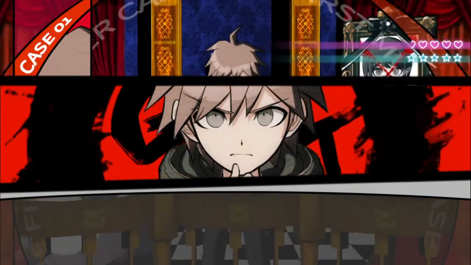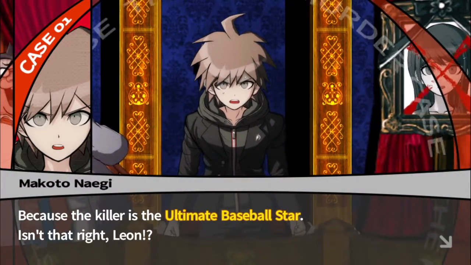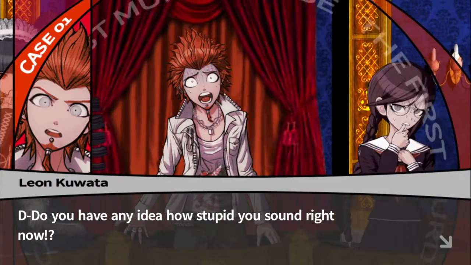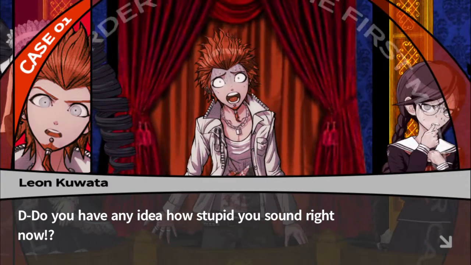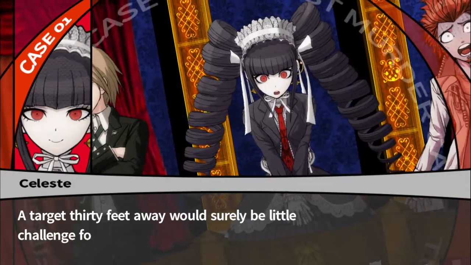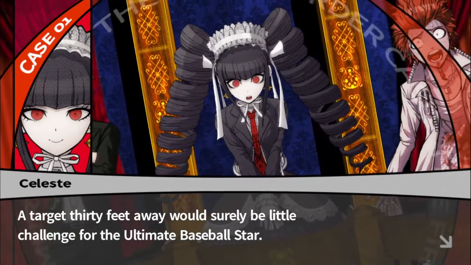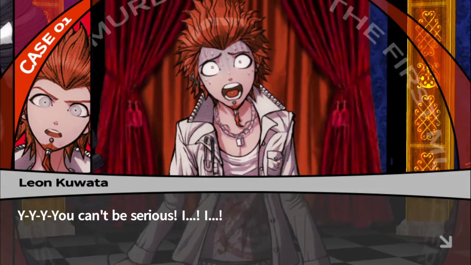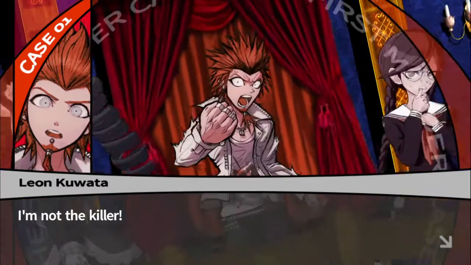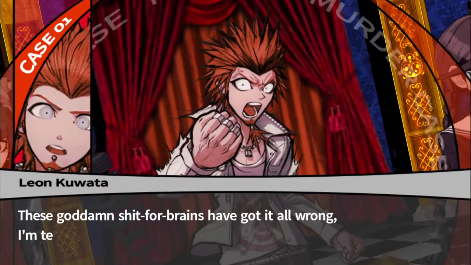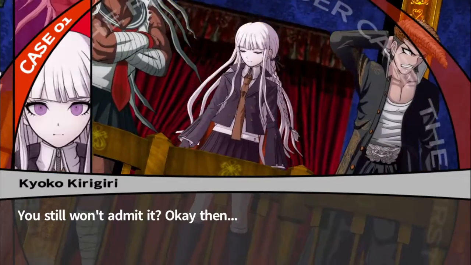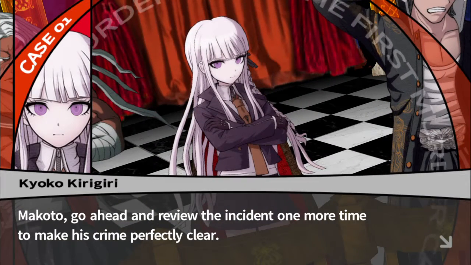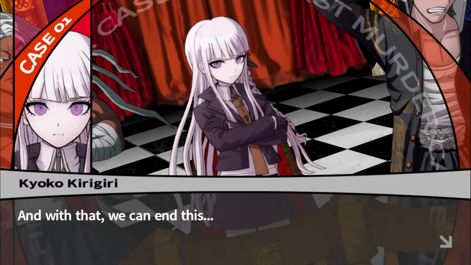I got it! Because the killer is the ultimate baseball star. Isn't that right, Leon? Do you have any idea how stupid you sound right now? A target 30 feet away would surely be little challenge for the ultimate baseball star. You can't be serious. I'm not the killer! These goddamn shipper brains have got it all wrong, I'm telling you! You still won't admit it? Okay then, Makoto. Go ahead and review the incident one more time to make his crime perfectly clear. And with that, we can end this.